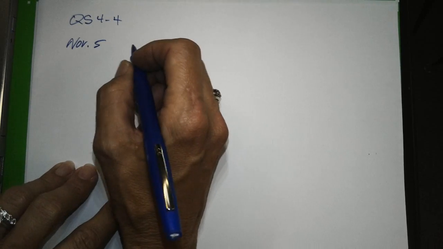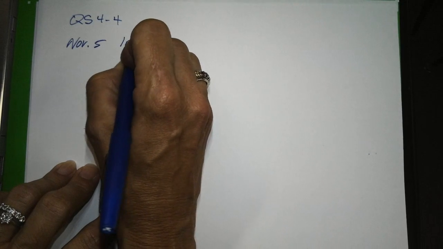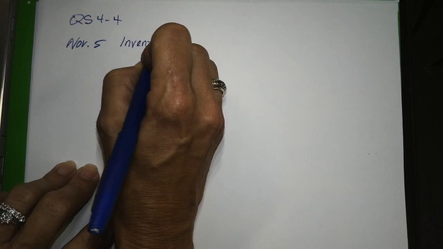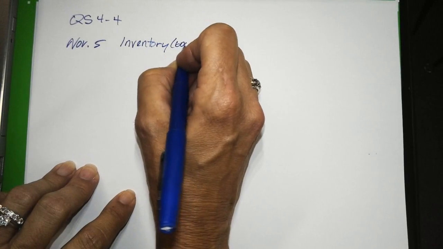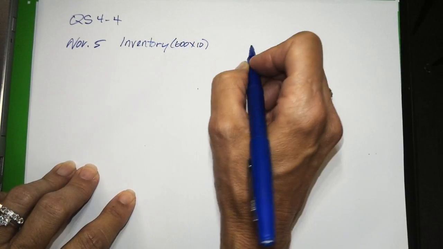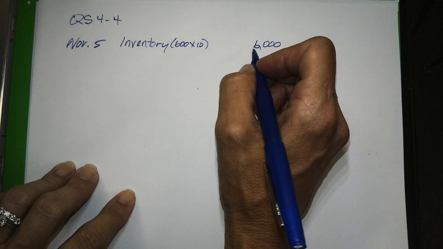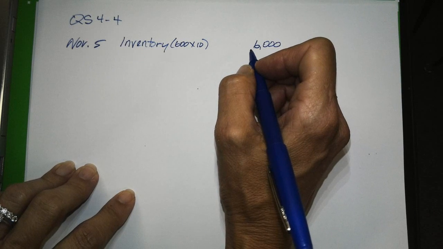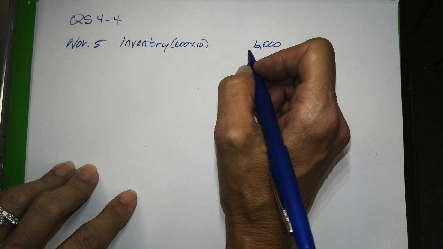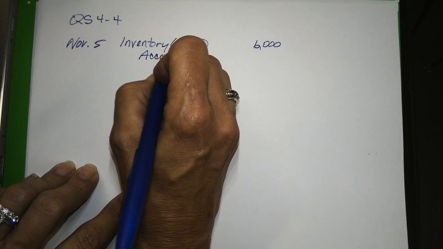Okay, so we are using perpetual inventory, so we are going to directly debit right into inventory for 600 units at $10, so $6,000. And obviously, we haven't paid for it yet since they're telling us that the net is due in 60 days, so that's going to go to accounts payable.